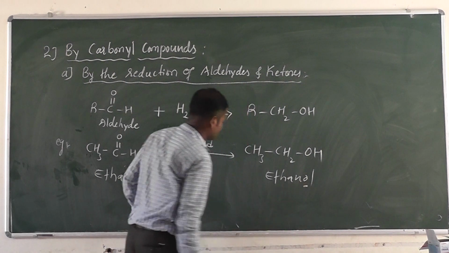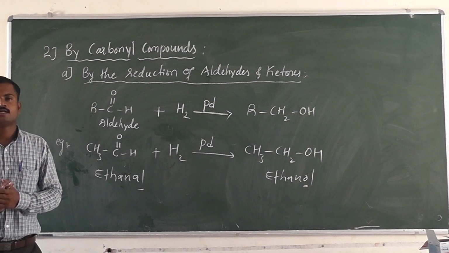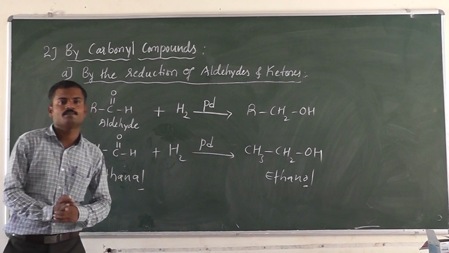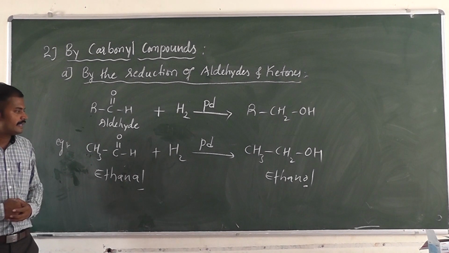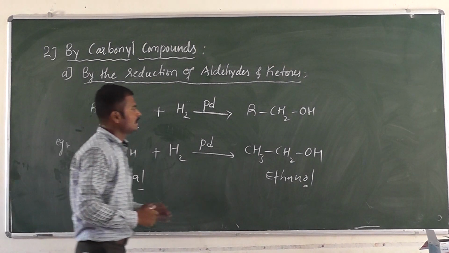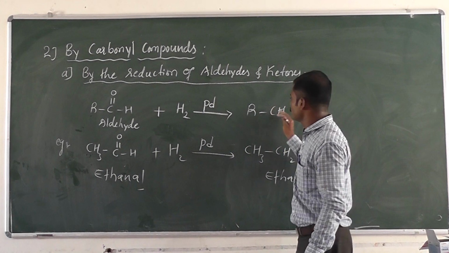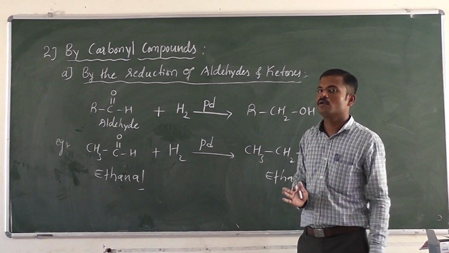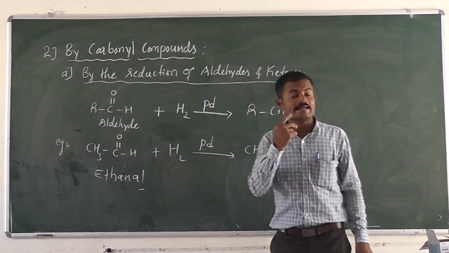Here O is there, and A is there. This is totally different. If it is A, it is aldehyde. If it is O, that is alcohol. So we can prepare alcohol from aldehyde. Even we can prepare alcohol by using ketone. In the preparation of alcohol from aldehyde, we get a primary alcohol, but when we use ketone, we get a secondary alcohol.